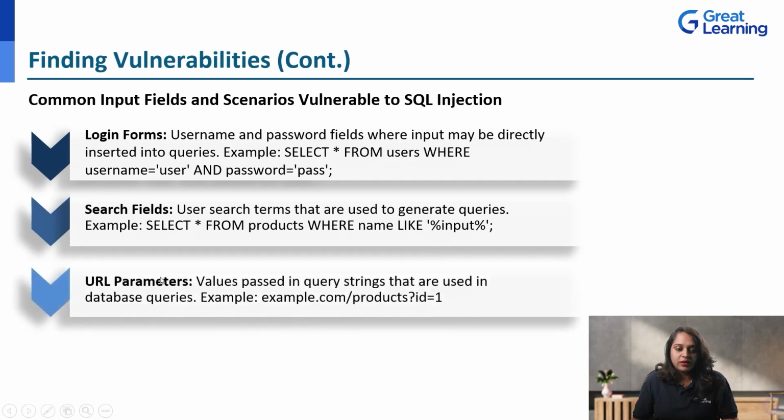Next is again URL parameters. So values passed in query strings that are used in database queries. For example, I told you ID is equal to 1. So this is again causing SQL injection.